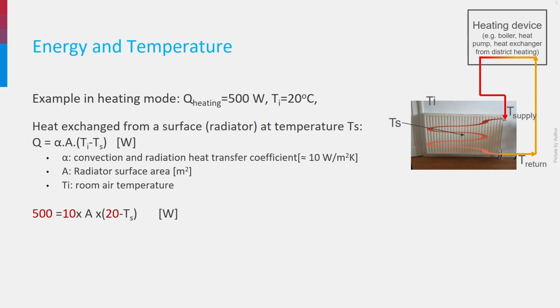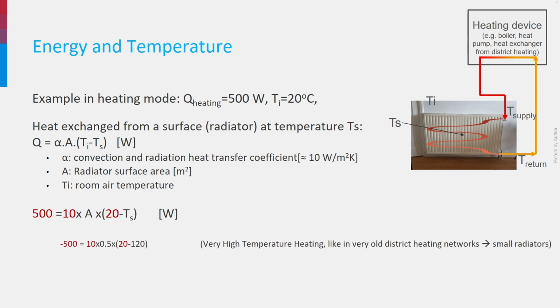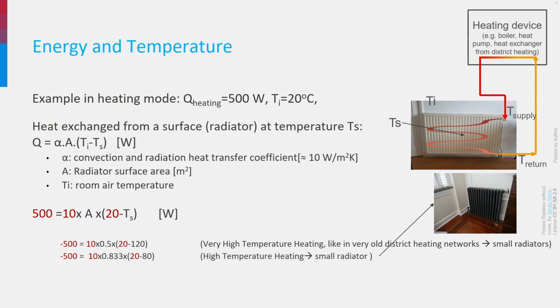In the first example, the radiator has an average temperature of 120 degrees. This could be the case when the heat is produced with an old district heating system. With this temperature, a radiator surface area of 0.5 square meter is needed. In the second case, typical for old boilers in which the supply temperature is 90 degrees and the return one 70, the radiator has an average temperature of 80 degrees, leading to a radiator surface area of 0.83 square meter.